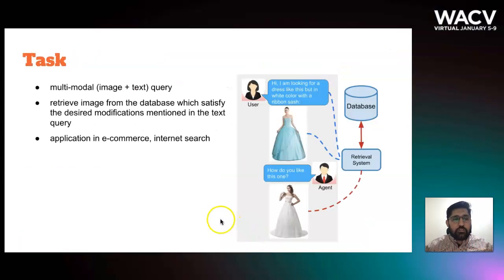In this work, we consider an advanced retrieval system where users retrieve images via a multimodal query. The figure shows a potential application scenario for this task. A user is interested in buying a dress and queries our system with an image of a dress and some natural language expressions describing the desired modification in the query image. The task is to retrieve the image with desired modifications from the database.